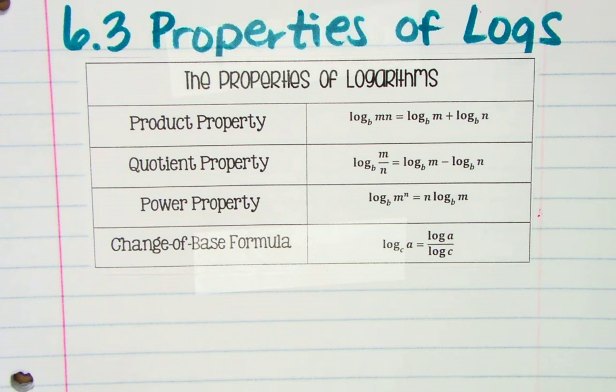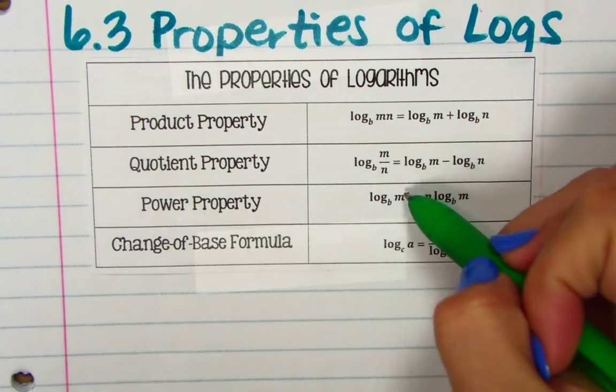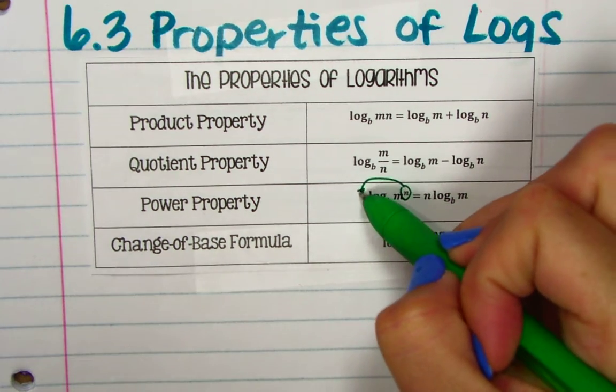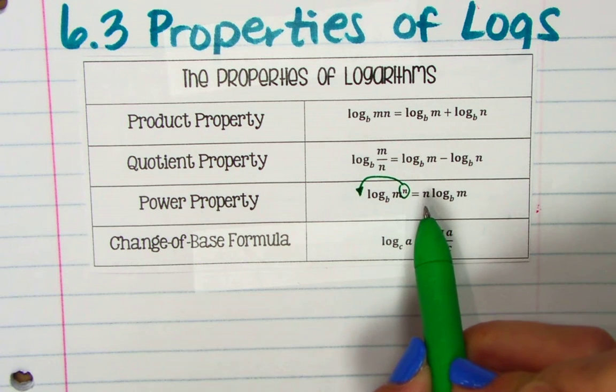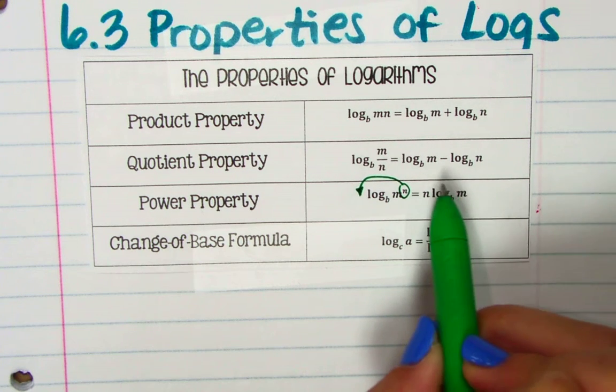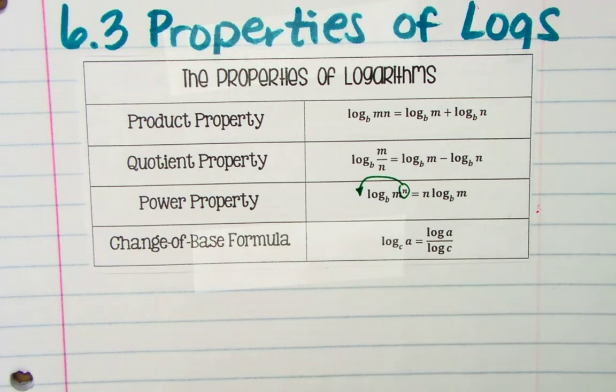The third property is the power property. That's when you have any exponent. Anytime you have an exponent in the log problem, you've got to use the power property. And what happens to that exponent every time? It goes out front of the log. That's what this n does, it comes out front. It's n times log of m. You might have seen that on the first page that I had up.